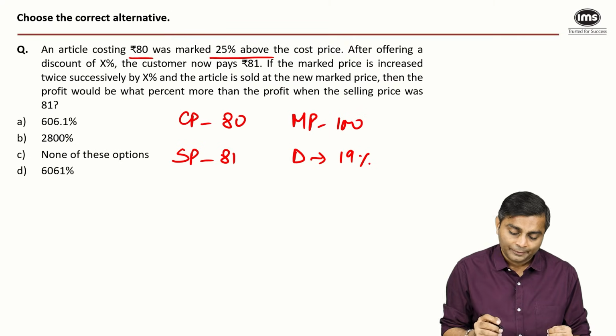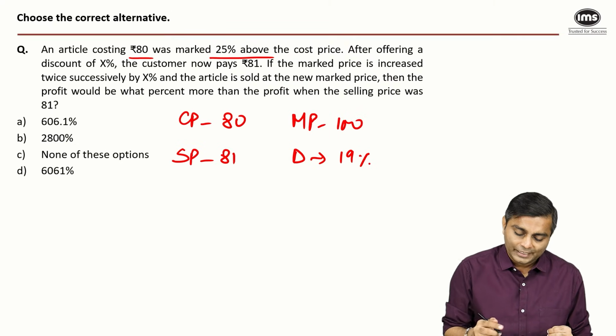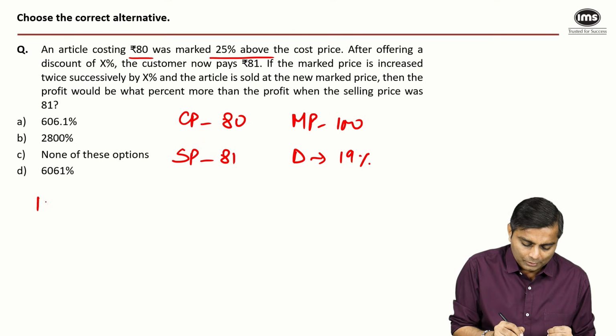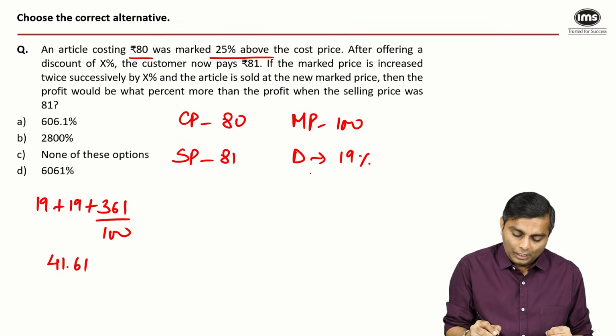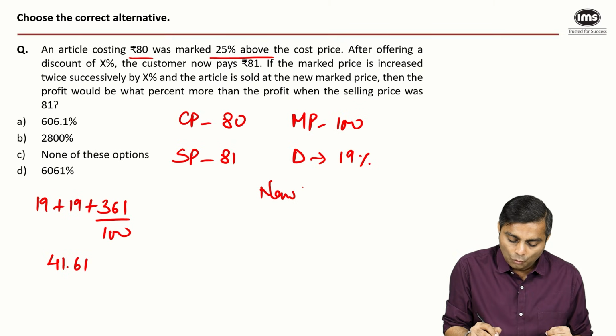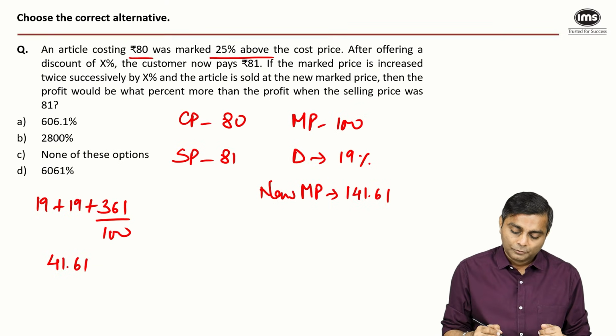Very, very simple, right? If the marked price is increased twice successively by X%, so 19 and 19 successive 2 times. So 19 plus 19 plus 361 on 100, 38 and 3.61, 41.61. Correct? And sold at the new mark price. So the new MP is nothing but 141.61 because I'm increasing by 41.61. So new mark price is 141.61.